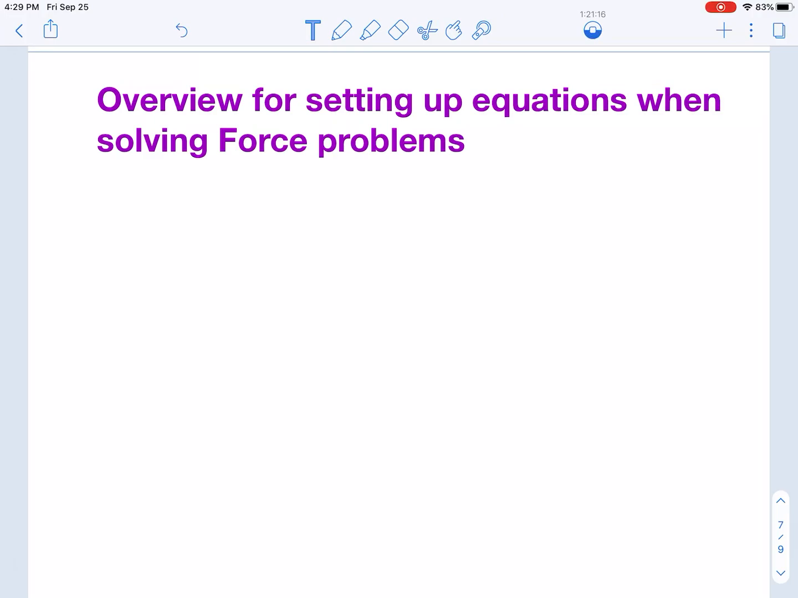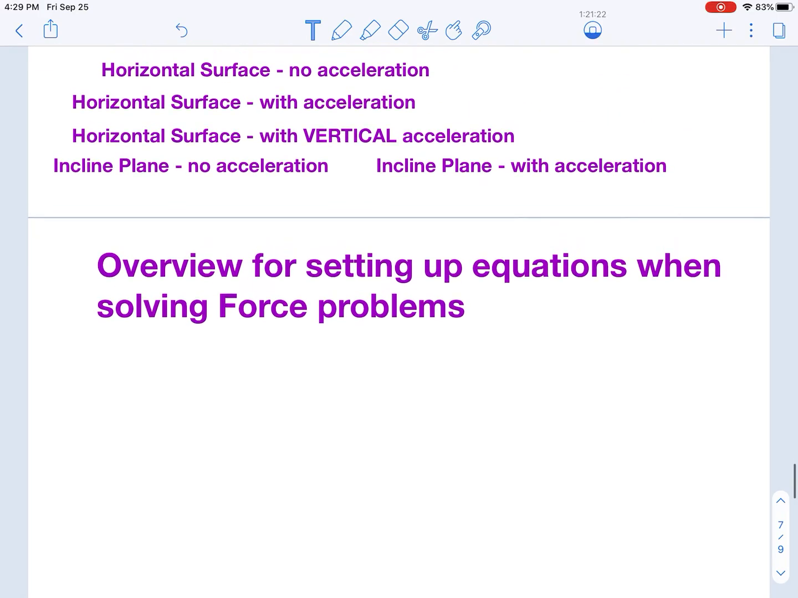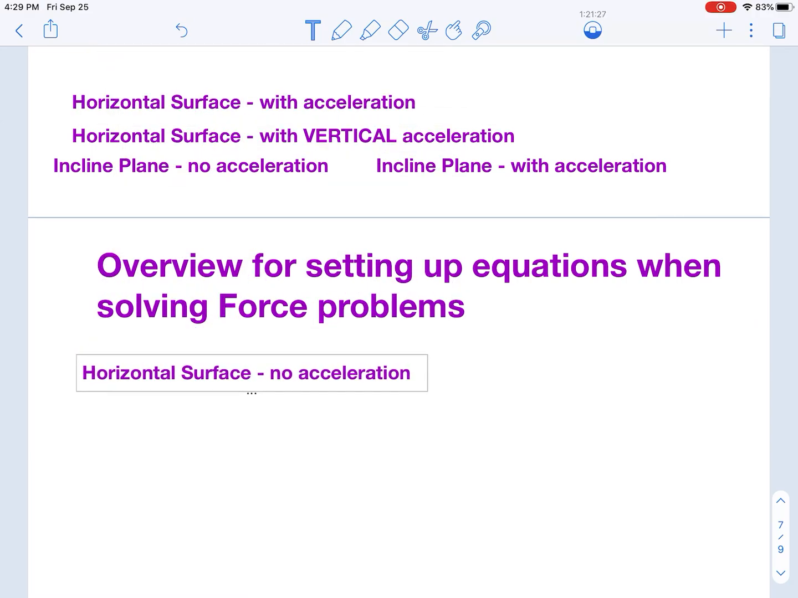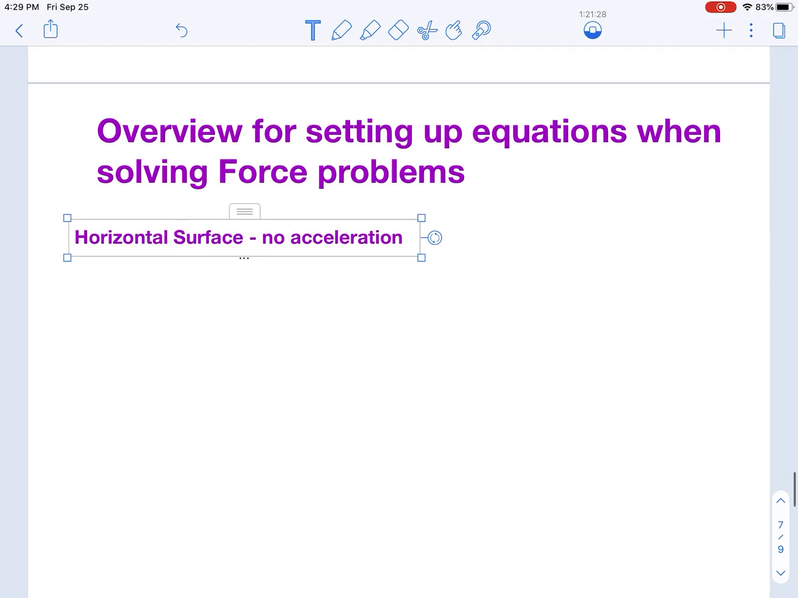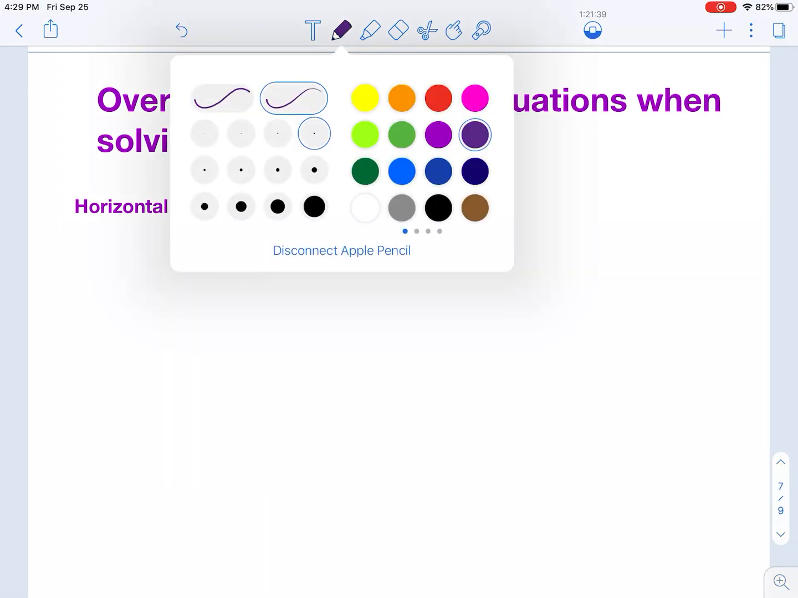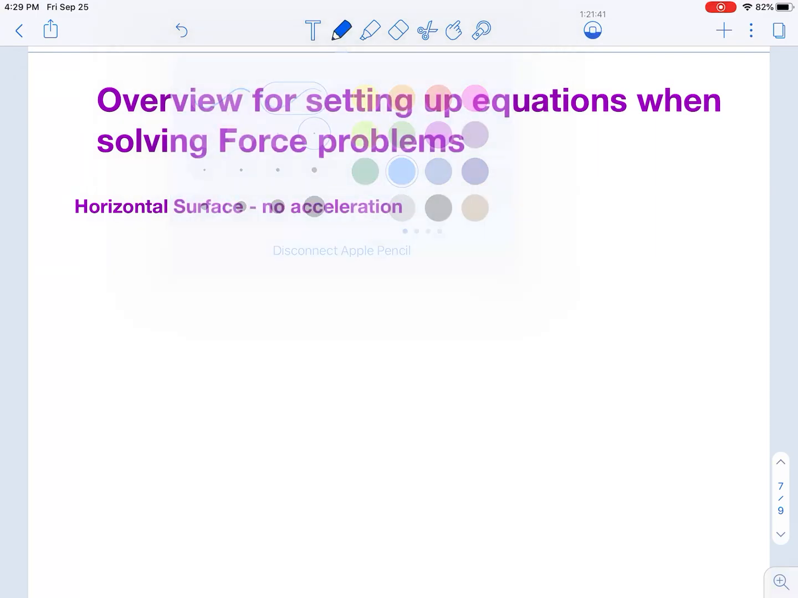All right, so we're going to go over how to set up equations when solving for force problems. These are the topics that we're going to discuss. The idea here is that I'm going to go over, in general, how to work this type of problem. I'm not really concerned with numbers, just making sure that everybody understands the big picture and how the formulas should be designed for these different scenarios, okay?